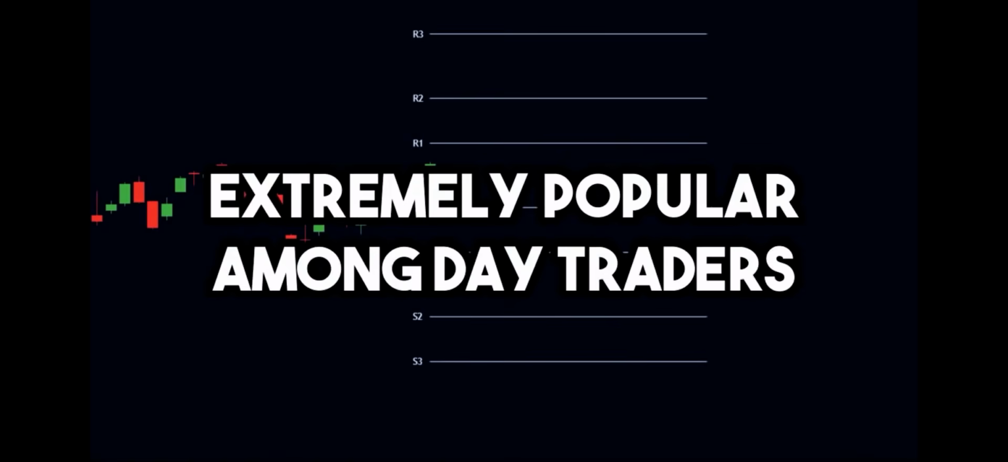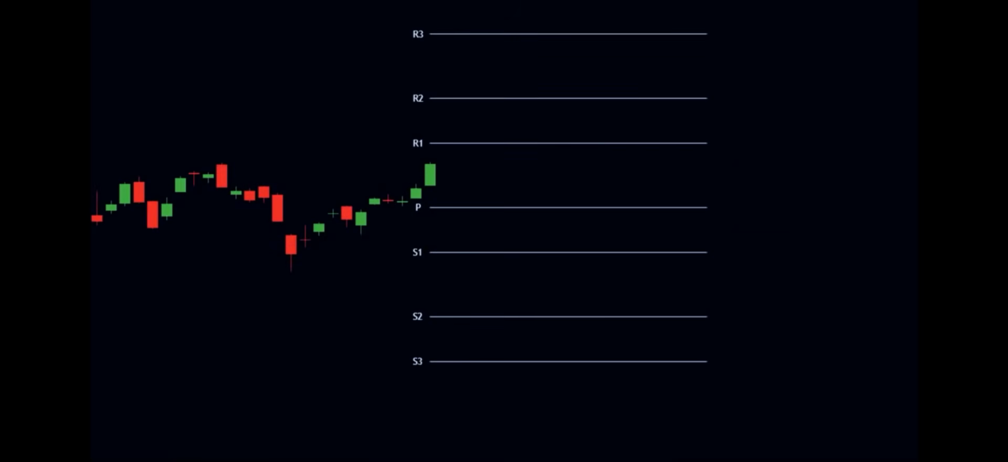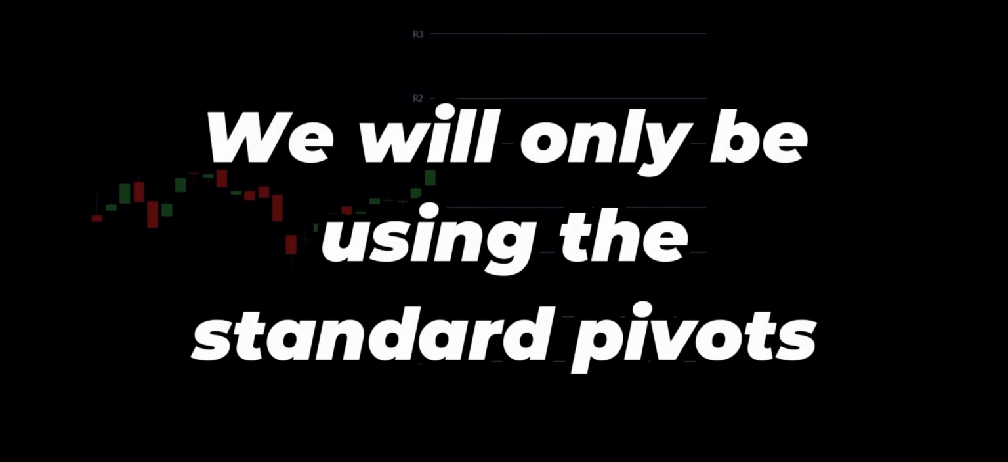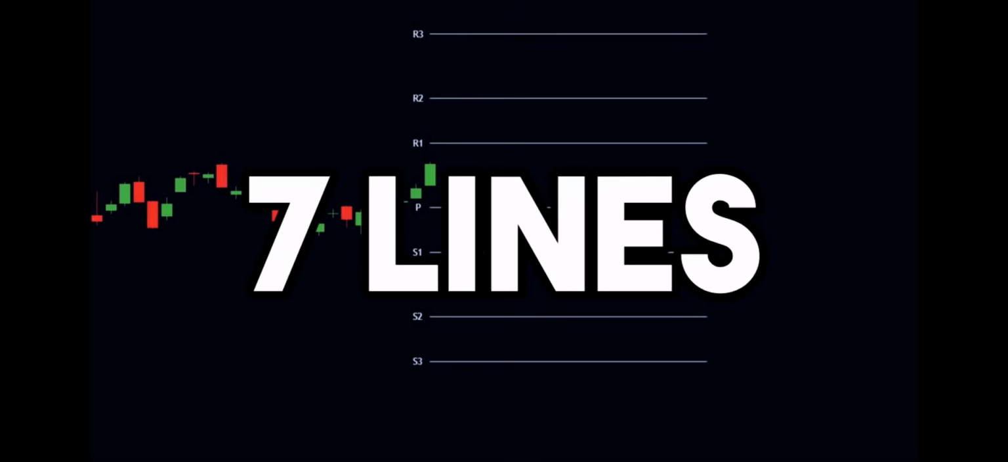Pivot points are extremely popular among day traders, and they are very powerful on smaller time frames. An important point to note here is that pivot points are of many types, like the Fibonacci pivots, Camarilla pivots, etc. But in this video, we will only be using the standard pivot points. The pivot points indicator consists of 7 lines that are calculated based on the price action of the previous day.